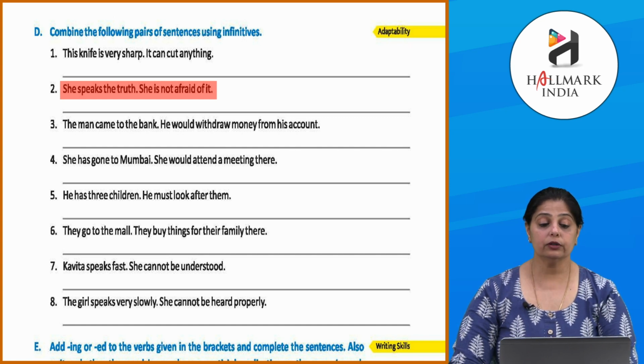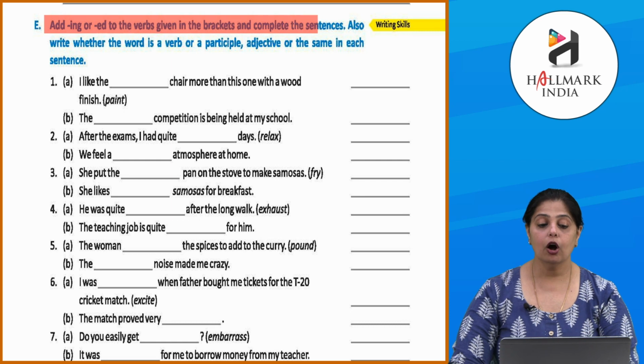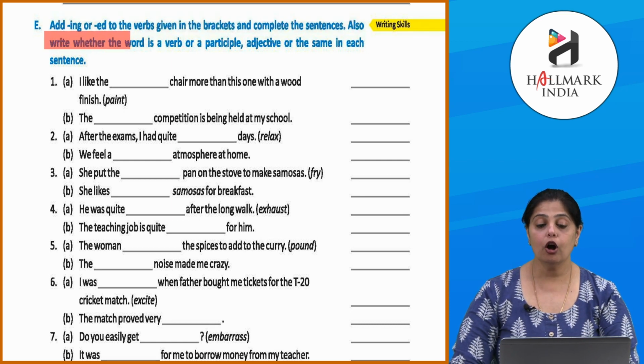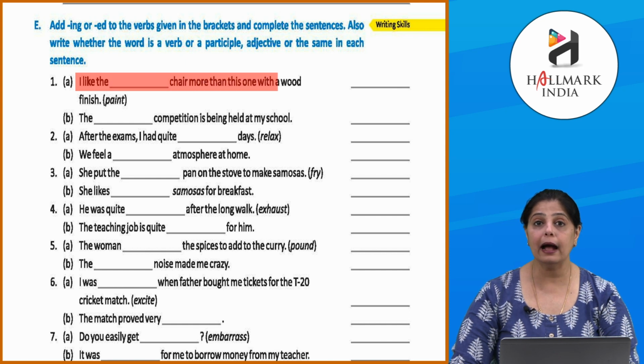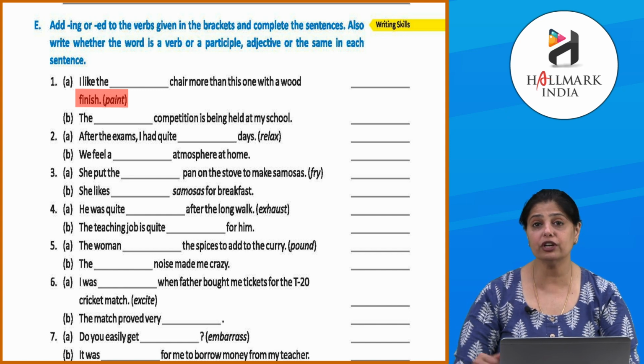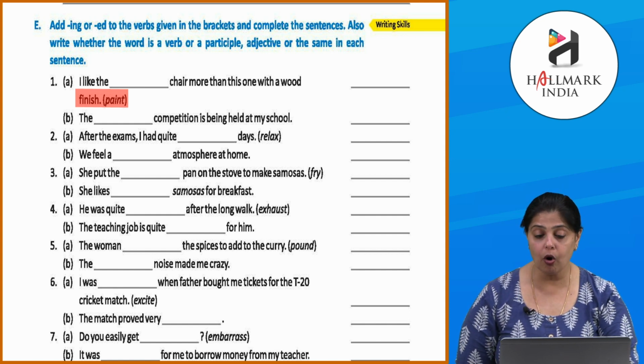Alright. Now the next one says add ing or ed to the verbs given in the brackets and complete the sentences. Also write whether the word is a verb, part of a verb, a participle, or an adjective in each sentence. Alright. First one, I like the dash chair more than this one with a wood finish. तो अब हम बता रहे कि कौन सी चेयर ज़्यादा पसंद आई. So generally when you are talking about it in your vocabulary, you will say, I like the painted chair more than this one with a wood finish.